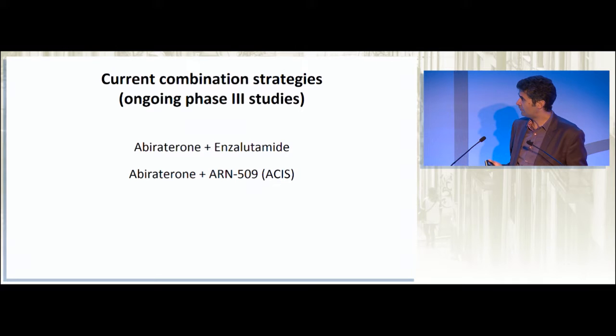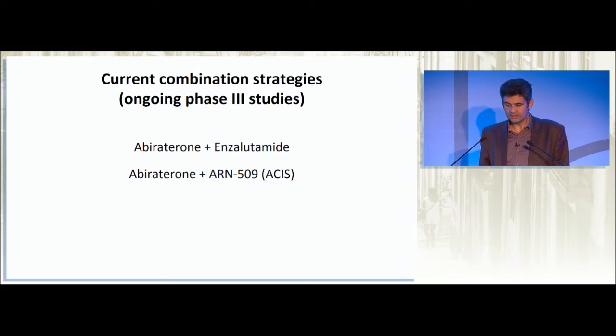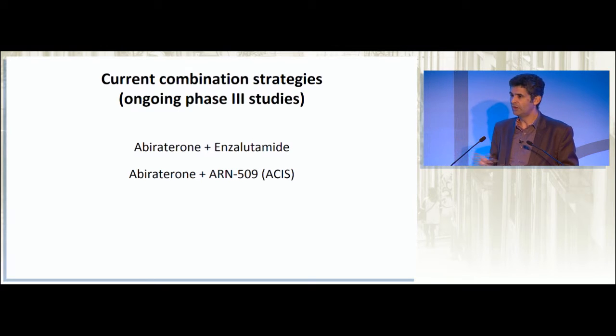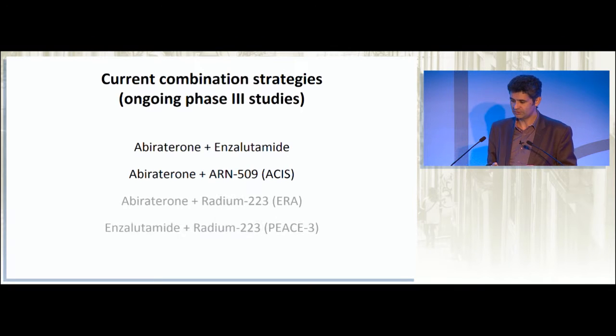And there are indeed some phase 3s currently ongoing. Abiraterone and enzalutamide are being assessed in the US, and abiraterone plus ARN-509 is also a randomized trial as compared to abiraterone single agent. So we'll know in the, let's say, 2 or 3 coming years whether a combination of AR targeting is better than just one agent.